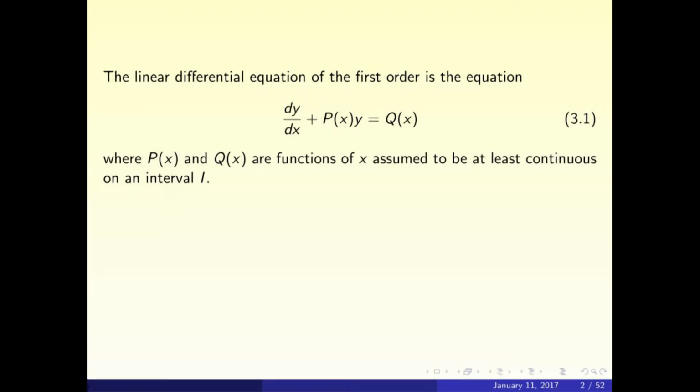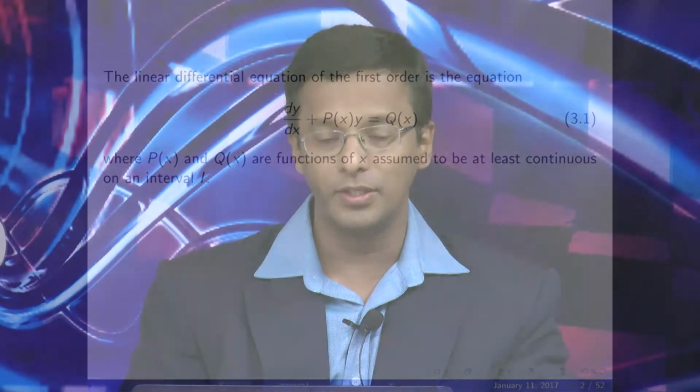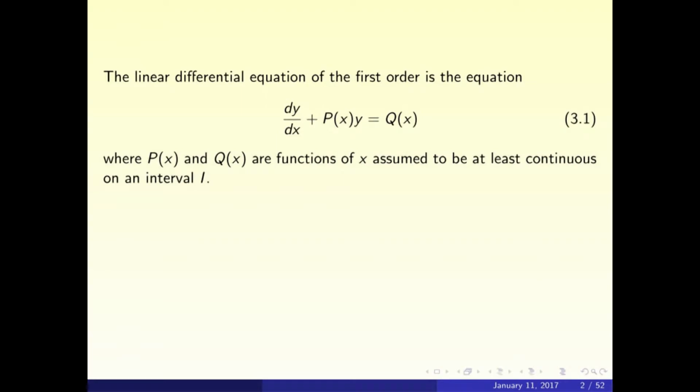The linear differential equation is displayed on the slide now. It's equation 3.1, dy by dx plus p(x)y equal to q(x), where p and q are functions of x which are defined on a certain interval I, assumed to be continuous. We assume that p and q are continuous functions defined on an interval I. And the differential equation is dy by dx plus p(x)y equal to q(x). So let's go ahead and see how to solve this differential equation.